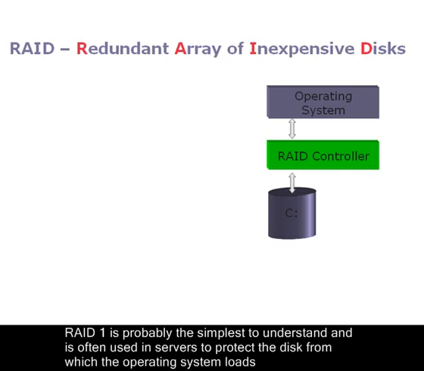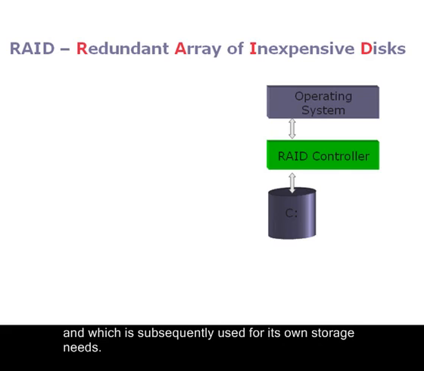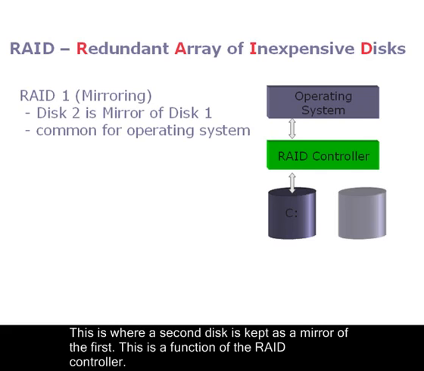RAID 1 is probably the simplest to understand and is often used in servers to protect the disk from which the operating system loads and which is subsequently used for its own storage needs. The descriptive term for RAID 1 is mirroring. This is where a second disk is kept as a mirror of the first. This is a function of the RAID controller.